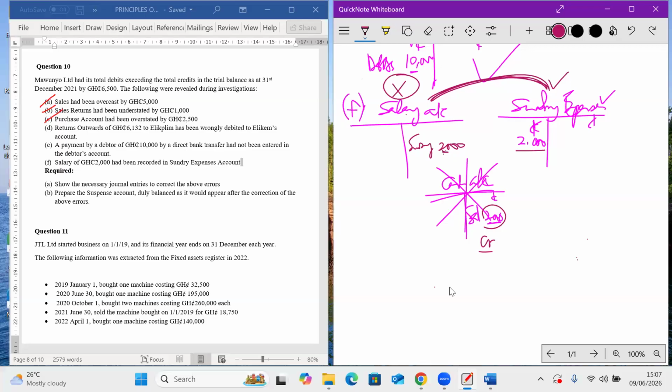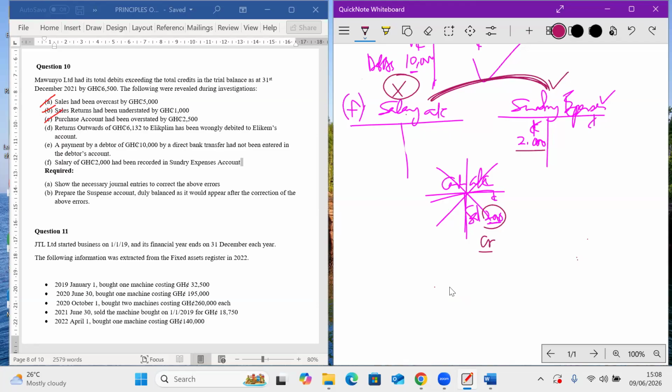No, wait, it's wrong. Hold on. Now watch. We said that the salary account has a debit side error, because the 2,000 should have been recorded in the salary account, but the other was sundry expenses. Okay, we have understood. Now let's correct the error. We don't need suspense because double entry is satisfied. So it's an error which does not affect the agreement of the trial balance.